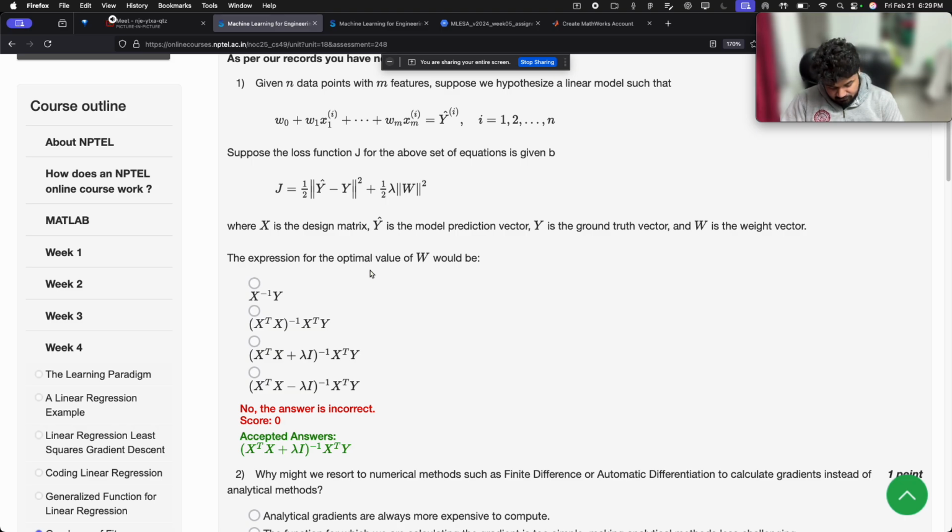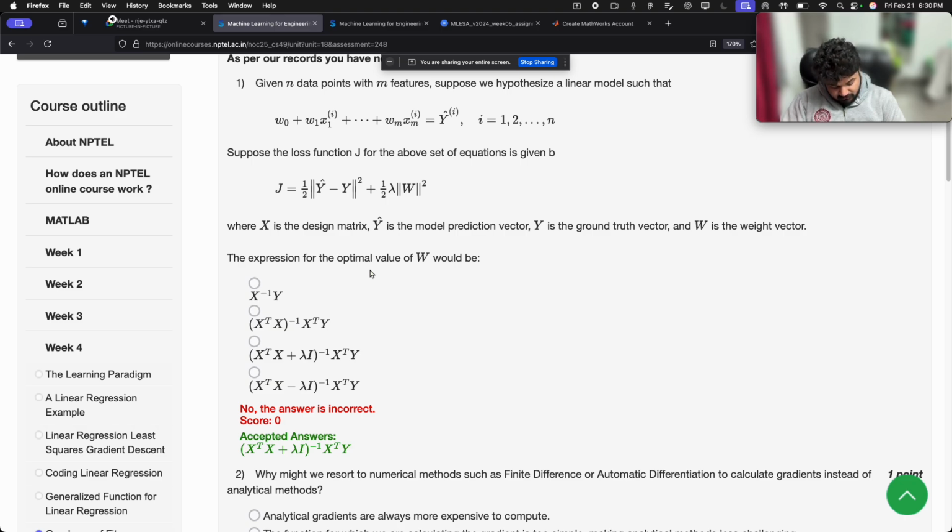Let me write this x here. Okay. Let me write it as this x transpose x w minus y plus lambda w is equal to 0. Since there are two w's, let me just collapse them. So this becomes x transpose x w minus x transpose y plus lambda w is equal to 0. This becomes x transpose x plus lambda I times w is equal to x transpose y.